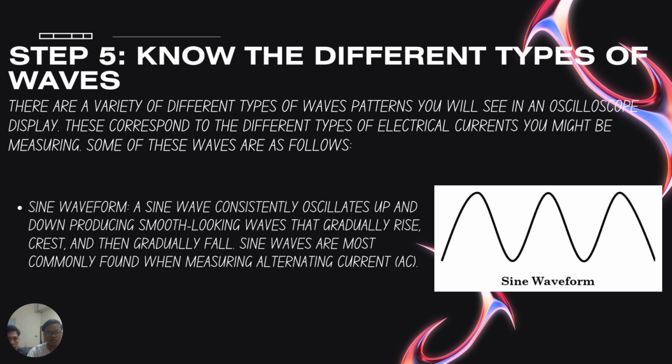Sine waveform. A sine wave consistently oscillates up and down, producing smooth-looking waves that gradually rise and then gradually fall. Sine waves are most commonly found when measuring alternating current.